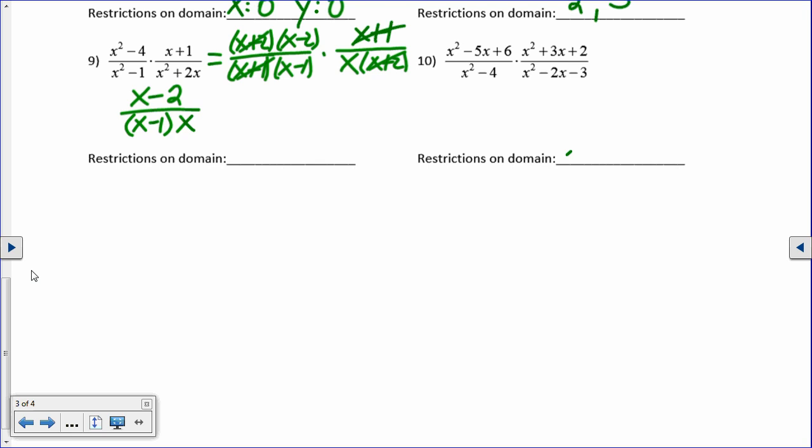Now, we have to go back to before we canceled. I have 1, 2, 3, 4 different things in my denominator, so I'm going to have 4 restrictions, 1 for each x. What restriction does this give me? Okay? This one gives me 1. The monomial gives me 0, and that gives me -2. So we have 1 restriction for every variable that you see. Okay?